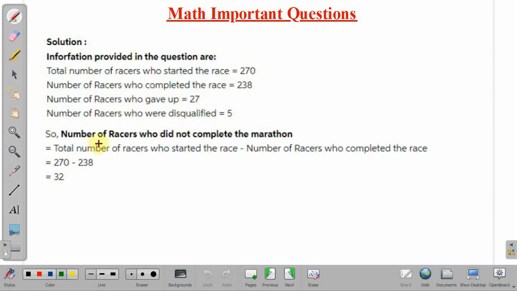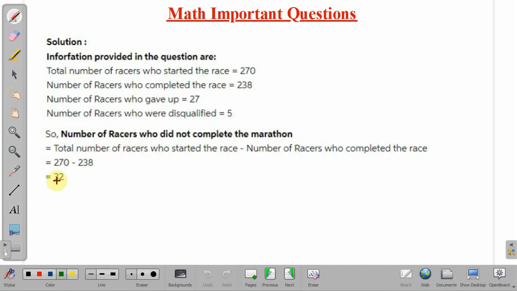See, we know the total number of racers and we know the racers who have completed the race. So the number of racers who did not complete the marathon is equal to the total number of racers who participated in the race minus the number of racers who completed the race. So it will be 270 minus 238, equal to 32.